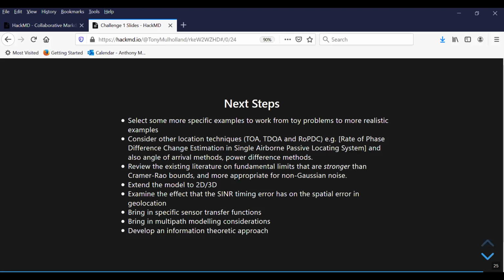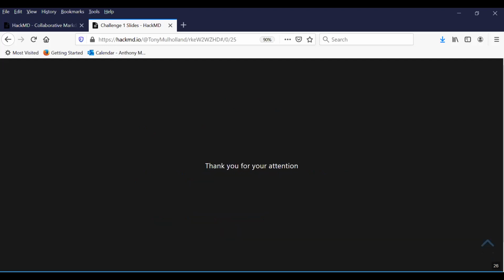Then, as Alistair was saying, there's the whole transfer functions approach to specific sensors, multipath modelling. That seems to be a sort of hot topic at the moment. And finally, getting somewhere with this other way of approaching things. So, yeah, I think that's where we got to.